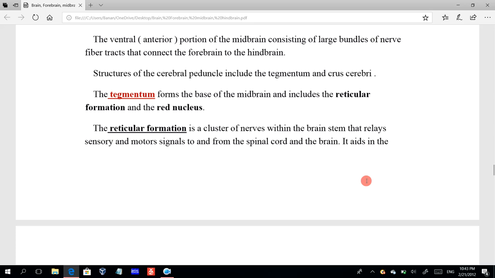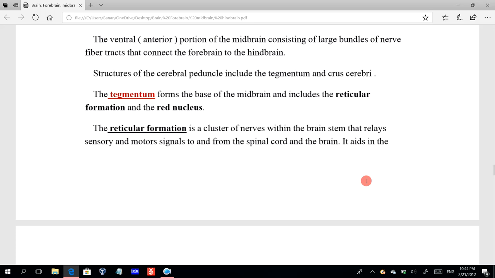Of course, we have the motor and sensory signals. Sensory signals are the signals taken from the periphery of the body. They go through the peripheral nervous system, to the central nervous system and to the spinal cord. From the spinal cord it forms these nerves, forms bundles that ascend up, ascending tracts, that ascend and reach the midbrain, and then after it leaves the midbrain, it will go to the higher center in the brain, to the cerebral cortex.